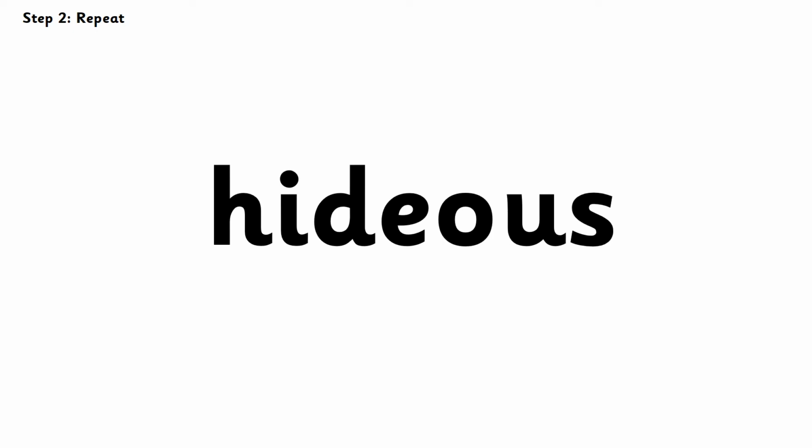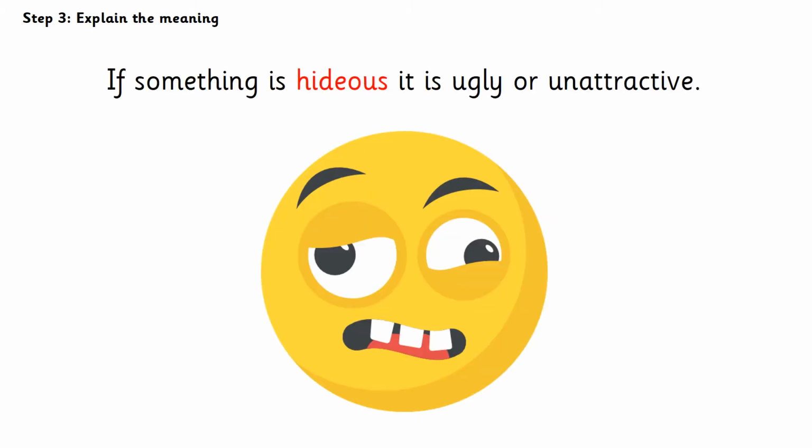If you think you might know what that word is, or you want to think about what that word might mean, you can pause the video and have a little guess. If not, let's find out what that word means. So if something is hideous, it is ugly or unattractive. As we can see with this emoji, ugly or unattractive, that's what the word hideous means, okay?